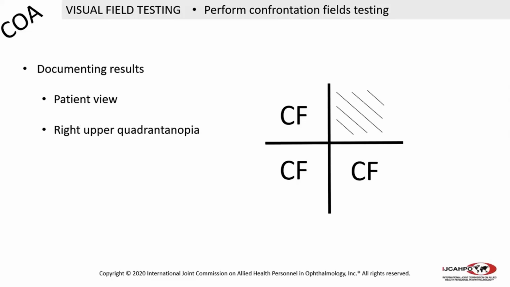If the patient was unable to see a quadrant, that area would be shaded. Again, this is from the patient's perspective. This would be an example of a patient's right eye. They were unable to see in the upper right quadrant of their vision, indicating a right upper quadrantanopia.